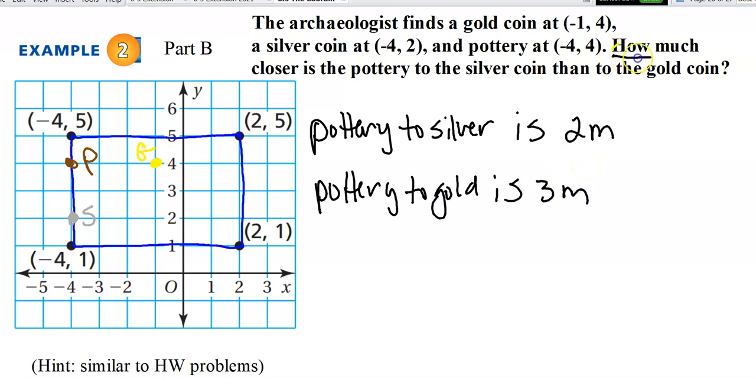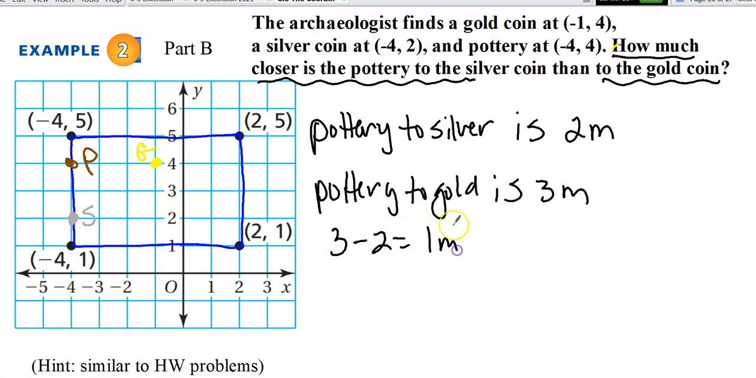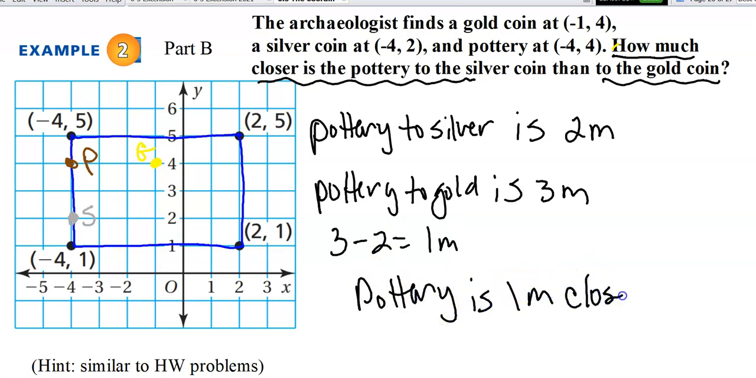Here's the question. How much closer is pottery to silver than to the gold? So it's 2 meters to the silver and it's 3 to the gold. So basically what I'm doing is 3 minus 2 equals 1 meter, and then I'm answering the question like this. Pottery is 1 meter closer because it's 1 meter less.